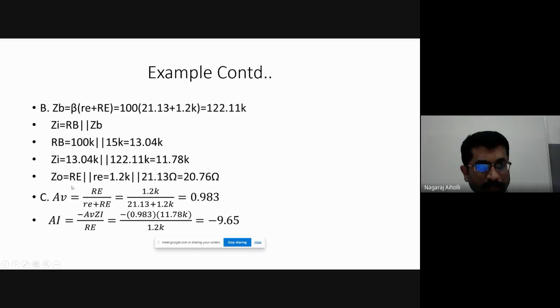Similarly, Z0, that is output impedance, will be capital RE parallel small re. It is 1.2K parallel with 21.13 ohms. This will be 20.76 ohms. Equation for voltage gain: capital RE divided by small re plus capital RE. It is 1.2K divided by 21.13 plus 1.2K, that will be 0.983. Next is the equation for current gain, that is minus AV into ZI divided by capital RE, that is minus 0.983 into 11.78K divided by 1.2K, that comes out to minus 9.65.